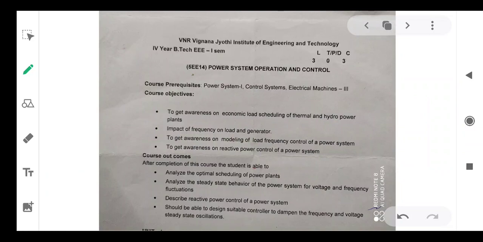In summary, the objectives of the PSOC are that you are able to analyze the optimal operation of thermal power systems without losses and with losses, and optimal operation of hydrothermal power systems in a coordinated way, and analyze the control of frequency and voltage independently, and to understand single area load frequency control and its transfer function block diagrams, and steady state and dynamic responses of single area system.